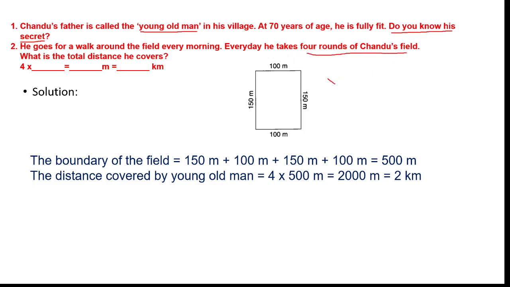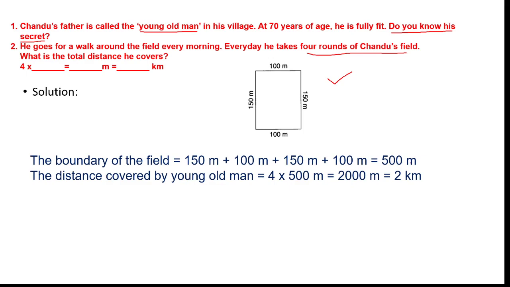So this field is Chandu's, and Chandu's father takes 4 rounds of this field every day. Now you have to calculate the total distance he covers. Children, you all know that for finding total distance you will find the perimeter, or you can also say we will add all the sides of this rectangular park.